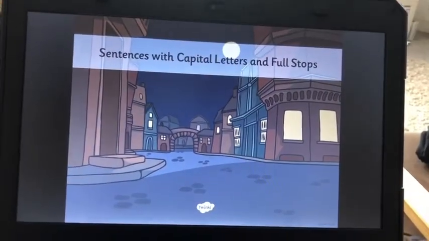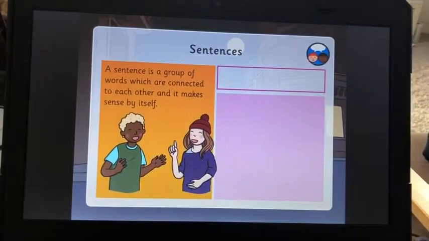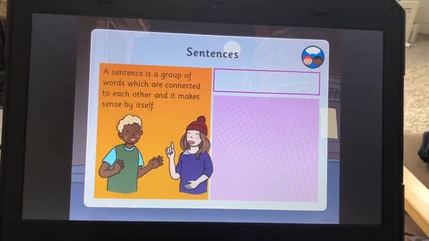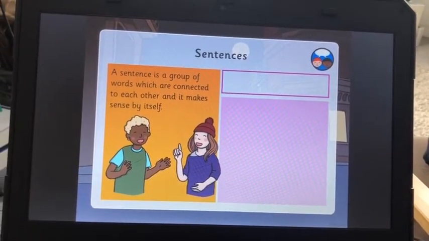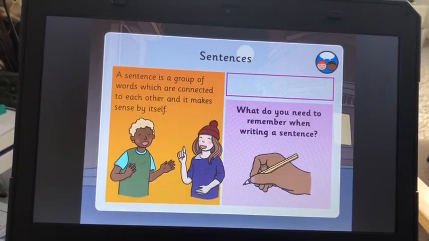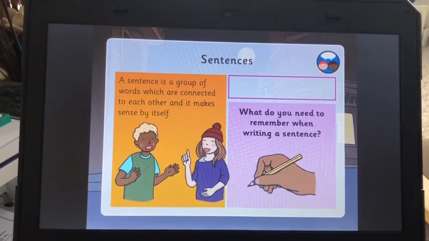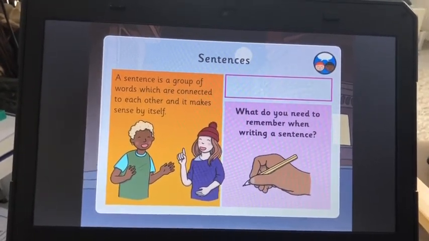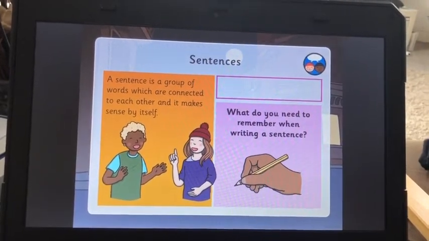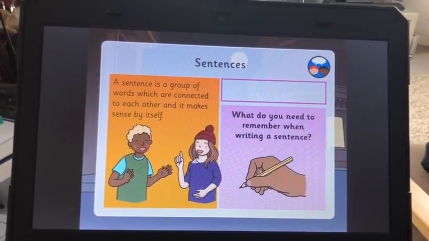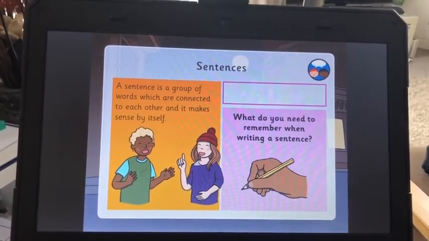So here is the PowerPoint, sentences with capital letters and full stops. A sentence is a group of words which are connected to each other and it makes sense by itself. What do you need when you are writing a sentence? Have a minute just to think about it. Certainly at the very beginning of the sentence and at the end. These things show that it is actually a sentence.